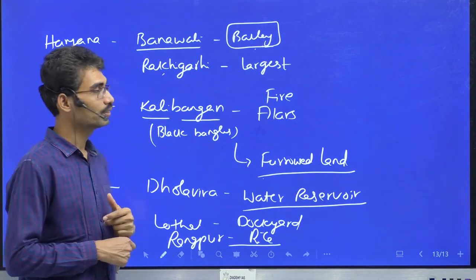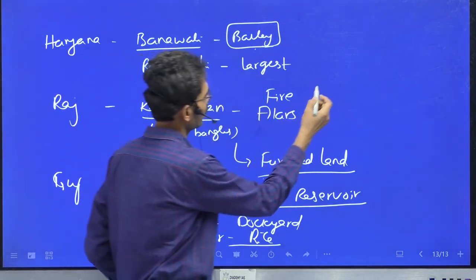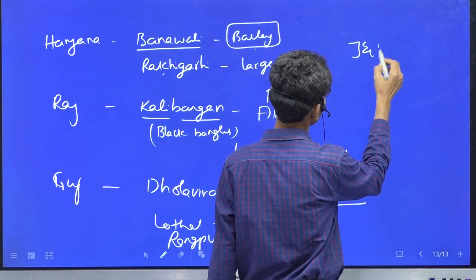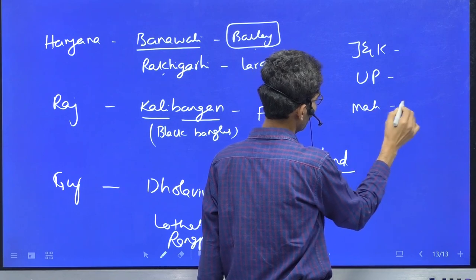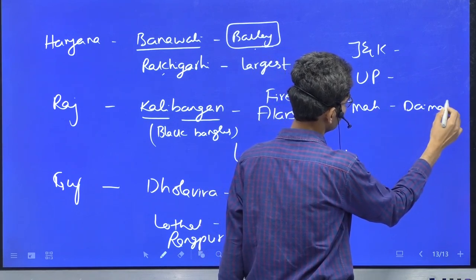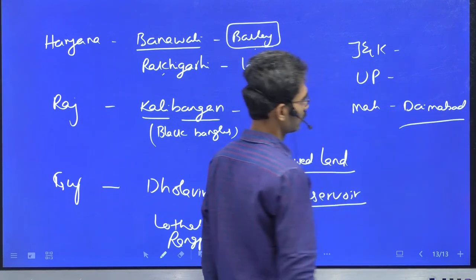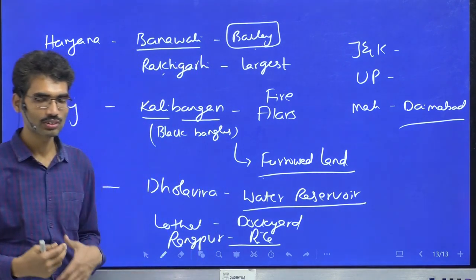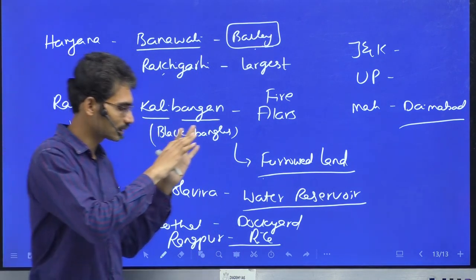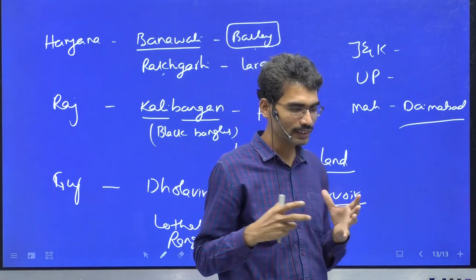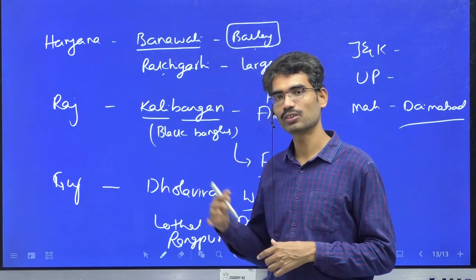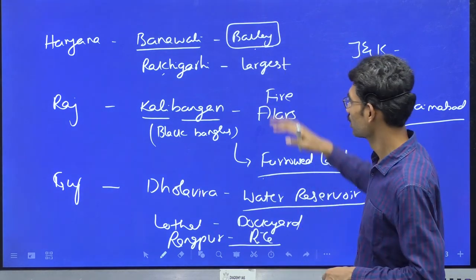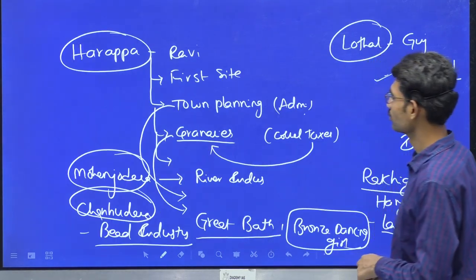When it comes to the extent we have seen in Jammu and Kashmir, Manda, UP, Alamgirpur, Maharashtra, Daimabad. All these are different facts you need to remember. But if you try to understand, the places are very, very important to understand the development that happened during this period. So these are the places.